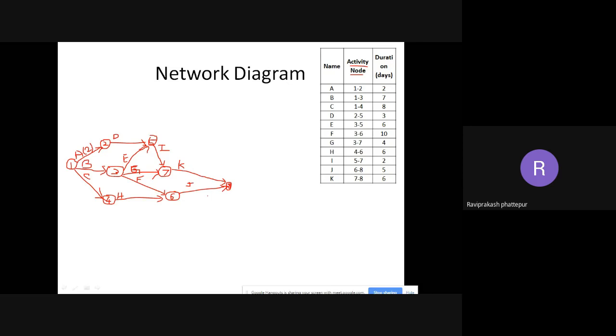So note down these things if you have not already noted them down. Three things. One, an activity is always an arrow. Second, an activity starts from a node and ends at a node. Third, a network diagram starts with one node and ends with only one single node.